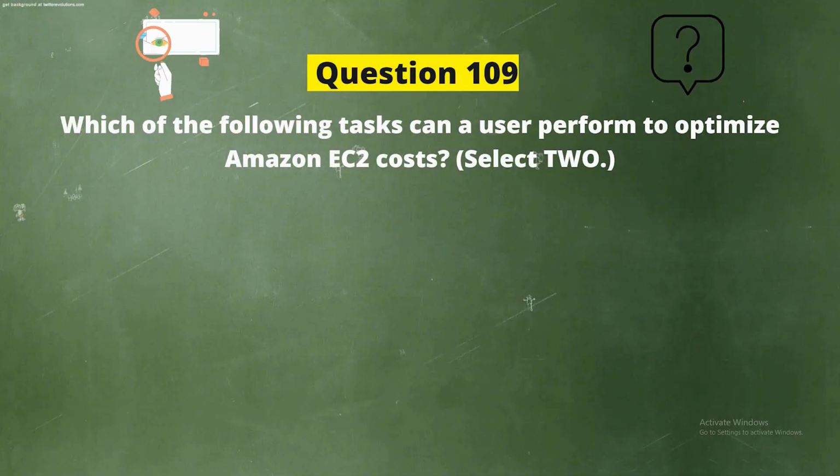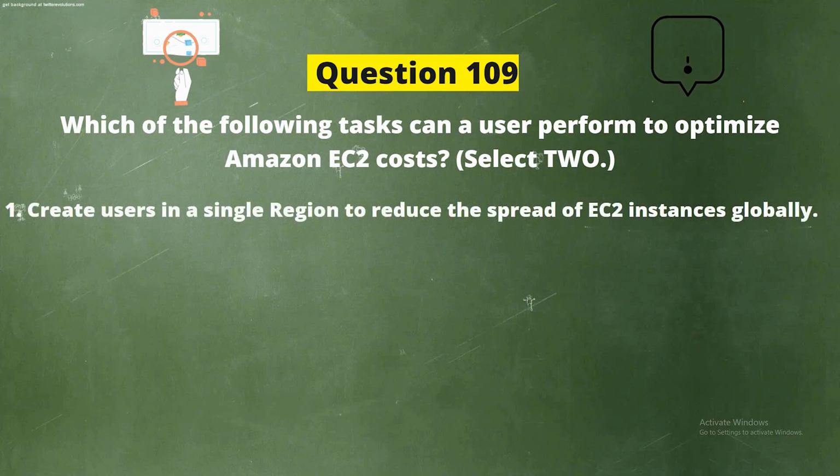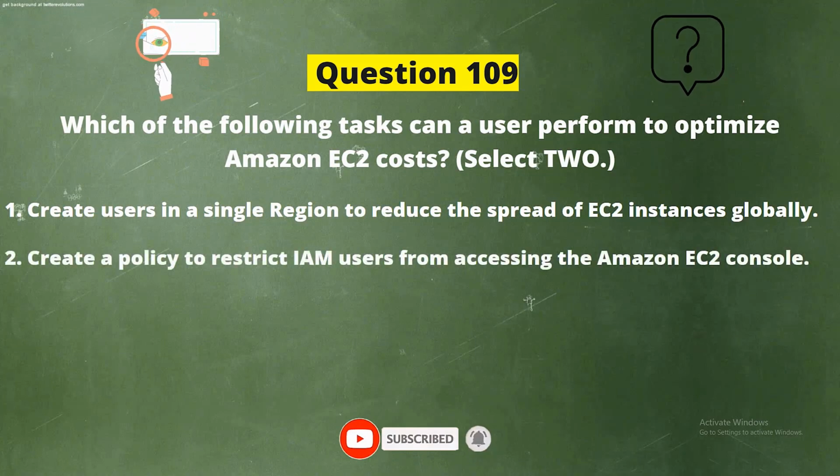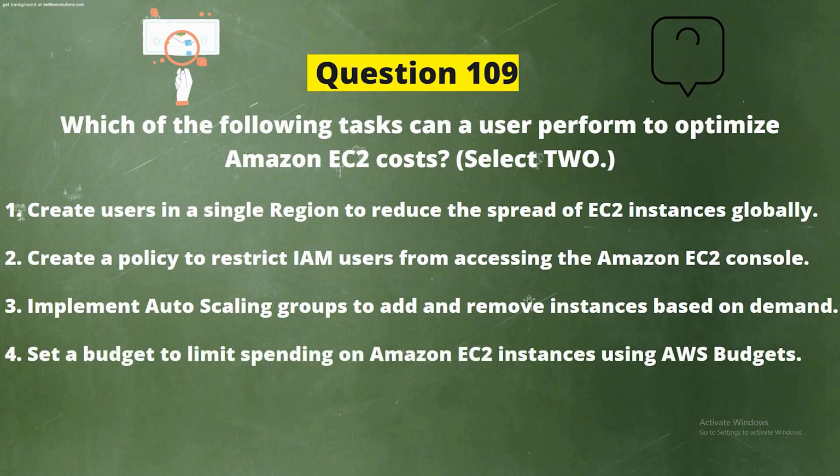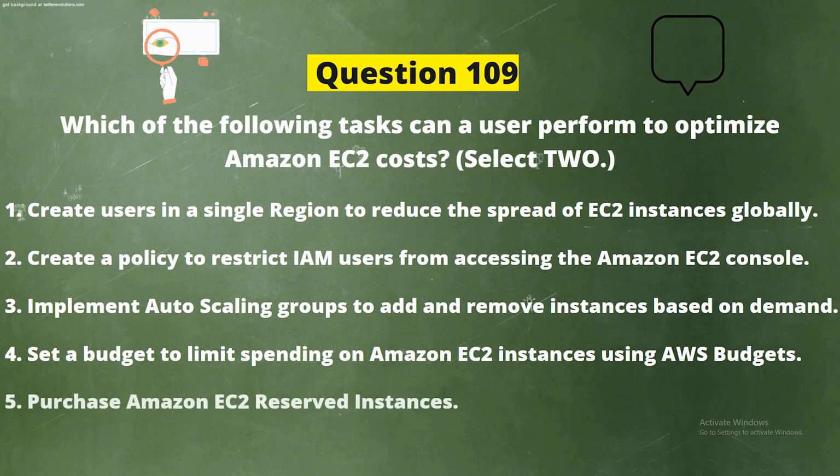Next question. Which of the following tasks can a user perform to optimize Amazon EC2 costs? Select 2. And the options are: Option 1. Create users in a single region to reduce the spread of EC2 instances globally. Option 2. Create a policy to restrict IAM users from accessing the Amazon EC2 console. Option 3. Implement auto-scaling groups to add and remove instances based on demand. Option 4. Set a budget to limit spending on Amazon EC2 instances using AWS Budgets. Option 5. Purchase Amazon EC2 reserved instances.